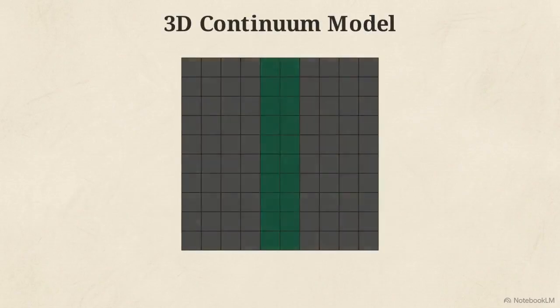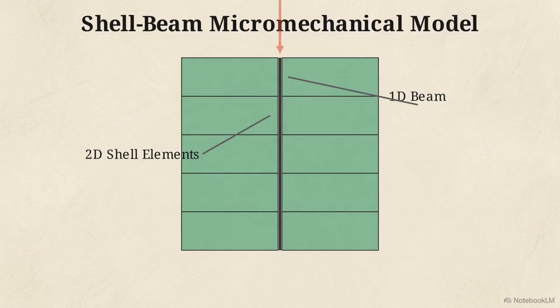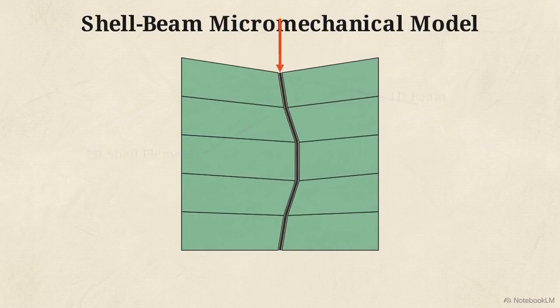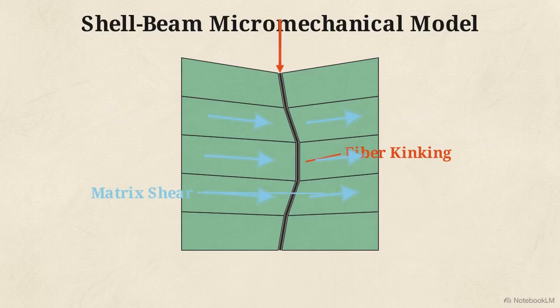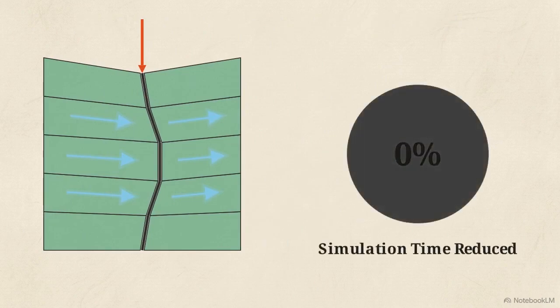To bypass this bottleneck, engineers employ shell beam kinematic modeling. A solid 3D fiber is mathematically simplified into a 1-dimensional central beam, connected by flat 2-dimensional shell elements. The shell beam method maintains accuracy by using beams to calculate fiber bending and compression, while shell elements simulate the matrix shear, the specific mechanical interactions that drive real-world kinking. Replacing 3D elements with this model reduces simulation time by over 99%.